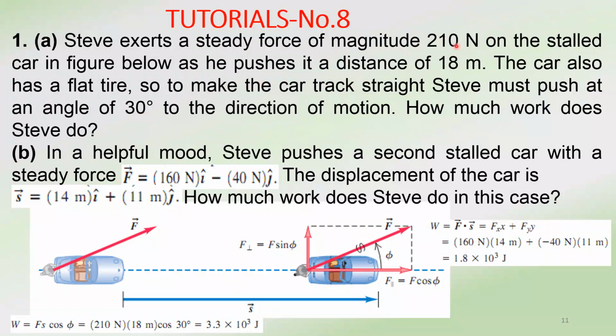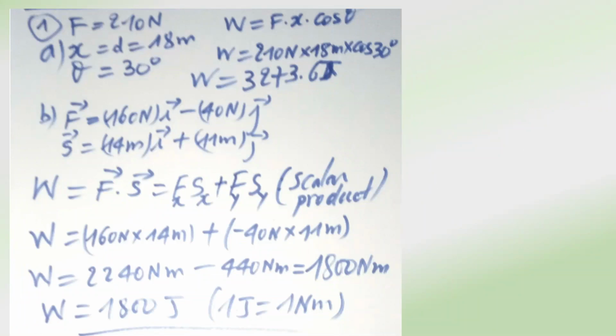We are given the applied force, distance moved, and the angle at which the force is acting. And then we are asked to determine the work done. By definition, we know that the work is equal to the vector force scalar vector displacement. And now the answer is here.